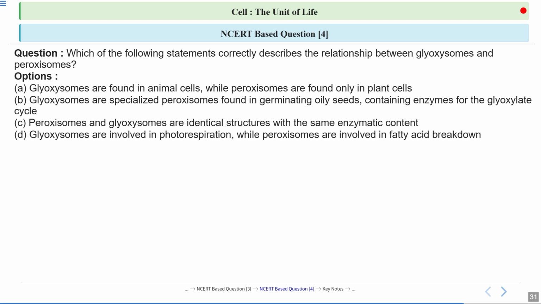Okay, next is which of the following statements correctly describes the relationship between glyoxysomes and peroxisomes? So let's read these statements. First statement is glyoxysomes are found in animal cells while peroxisomes are found only in plant cells. Next is glyoxysomes are specialized peroxisomes found in germinating oily seeds containing enzymes for the glyoxylate cycle. Option C is peroxisomes and glyoxysomes are identical structures with the same enzymatic content. And fourth is glyoxysomes are involved in photorespiration while peroxisomes are involved in fatty acid breakdown. What would be the correct answer?